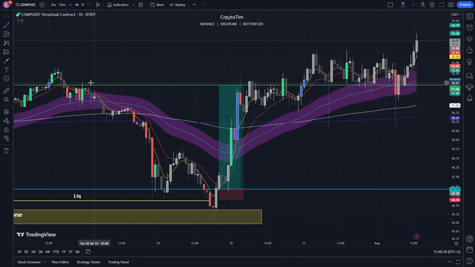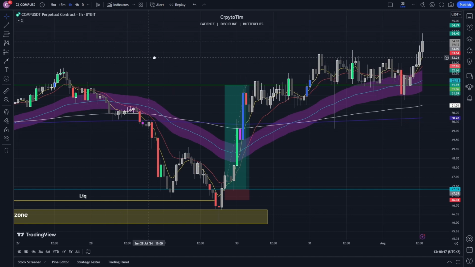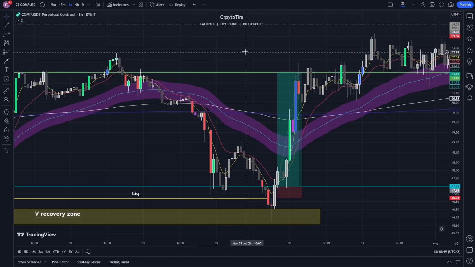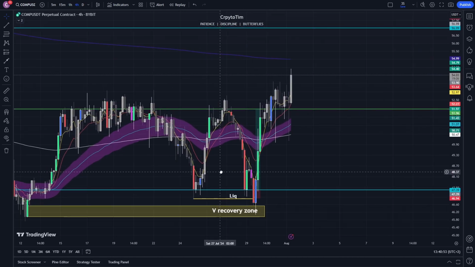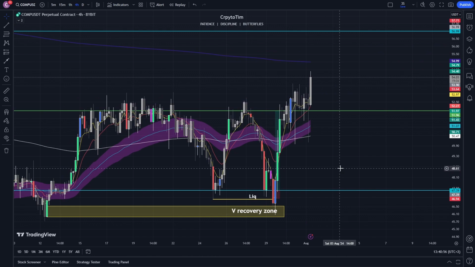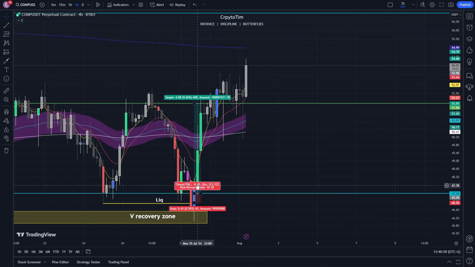You can see we did sweep this wick here, but so be it. You can't time the exact tops and exact bottoms, so you've got to be happy with your profits and stick to them. Let's see, and that was pretty much all that was going on in this COMPUSDT trade.